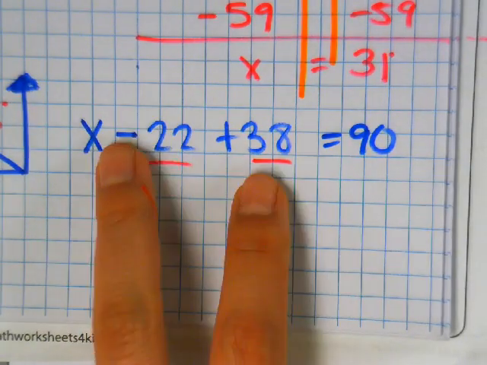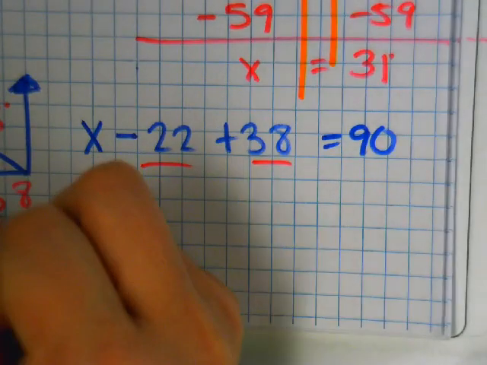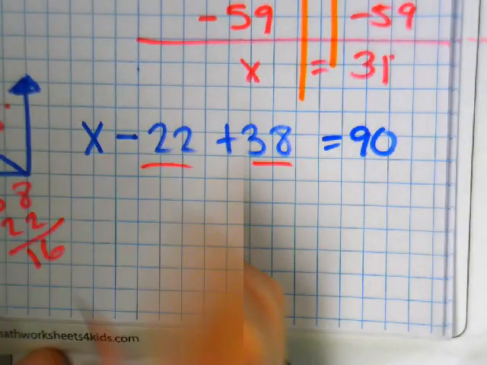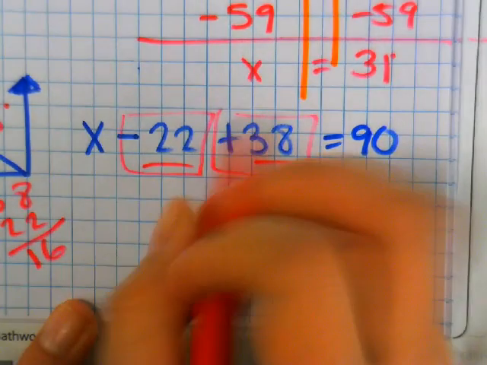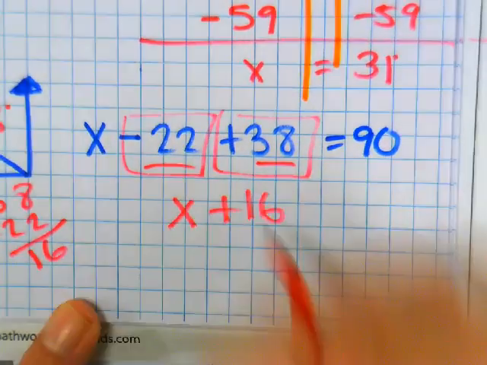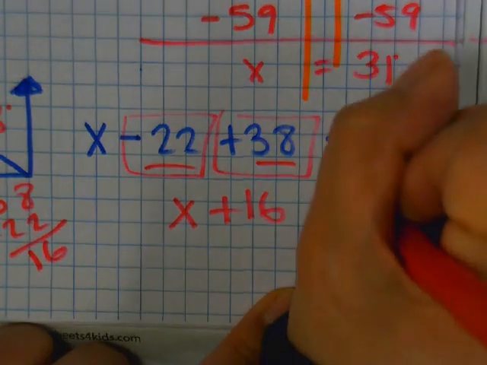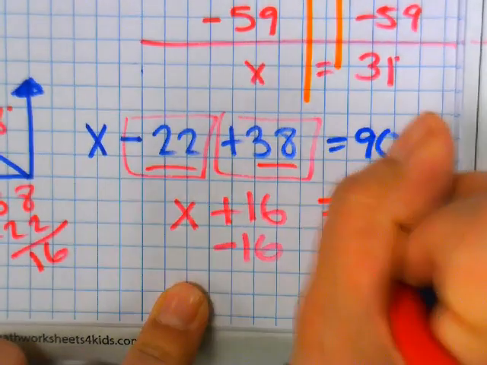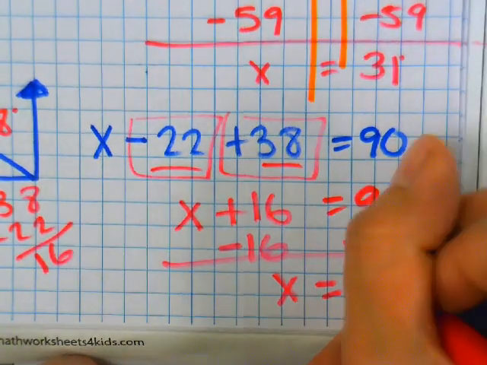You technically have to subtract these two numbers. When I subtract 38 minus 22, I get 16. So these two together make 16. And it's a positive, so it's a plus 16 equals 90. Then I subtract 16 on both sides. I have X equals 74.